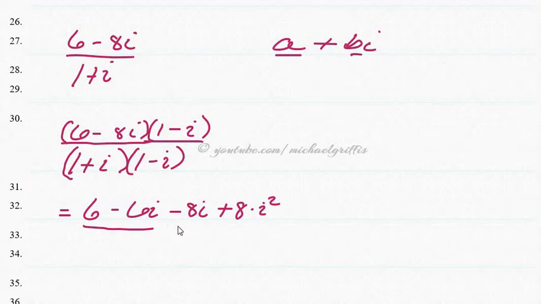This is all over. Let's go ahead and multiply the bottom out. 1 times 1 is 1. 1 times negative i is negative i. i times 1 is i. And i times negative i is negative i squared.